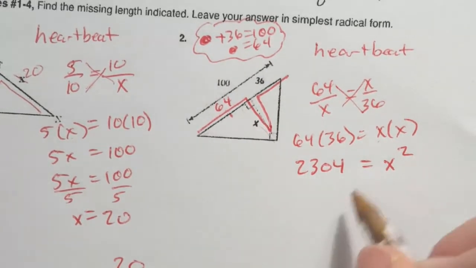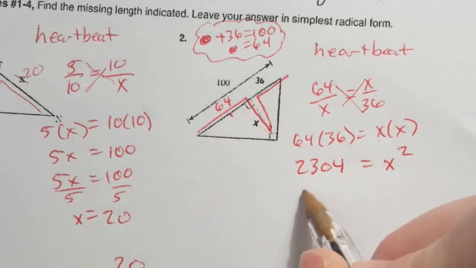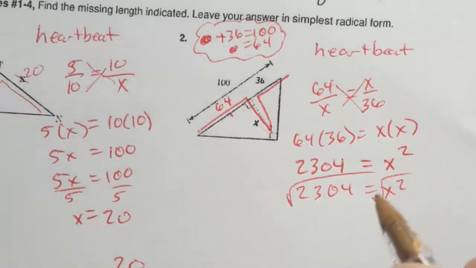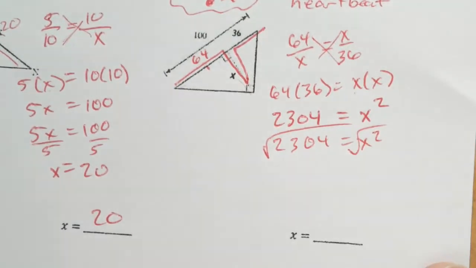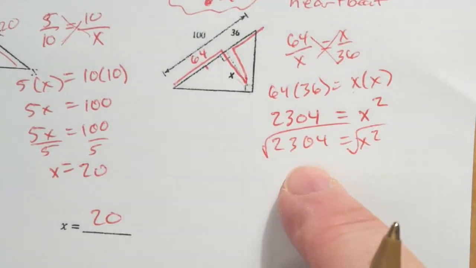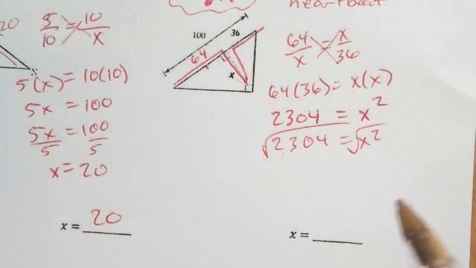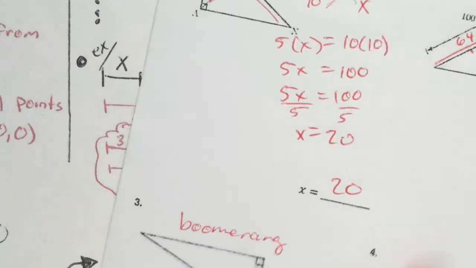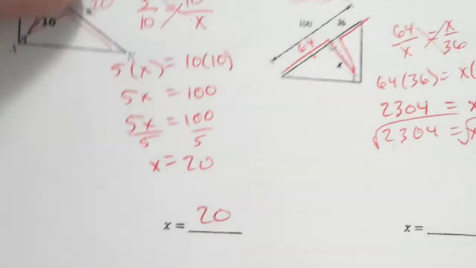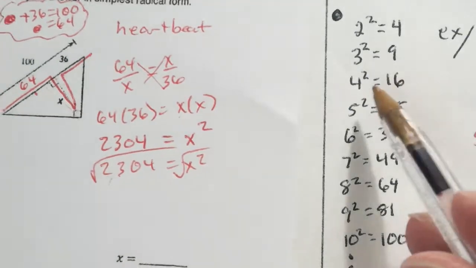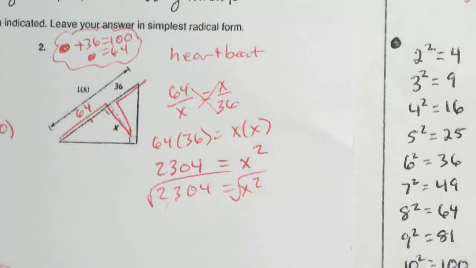How do we get x by itself? We would square root both sides. So I'll write this over again. Square root both sides. That way we know every single step we do. Okay, now we have to simplify that. What can we take out of 2304? Okay, so we have our list of radicals, of our squares. So here is our list of squares right there.